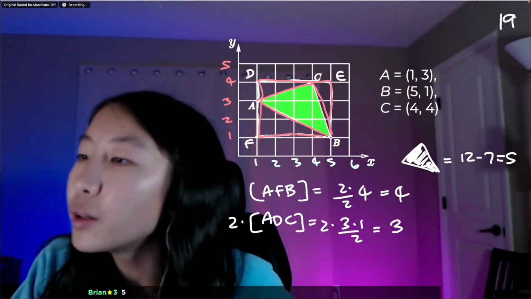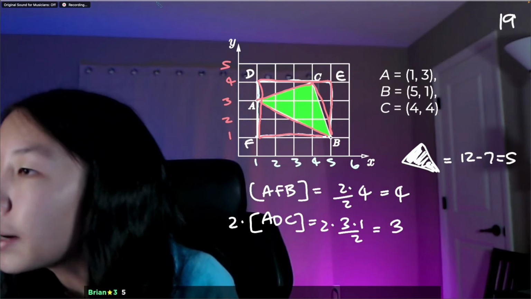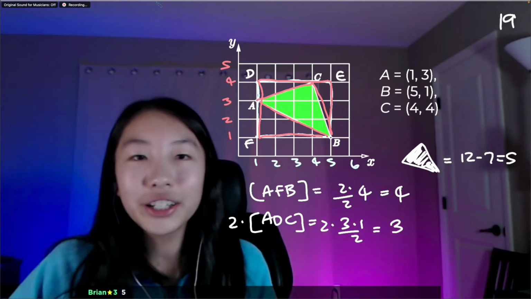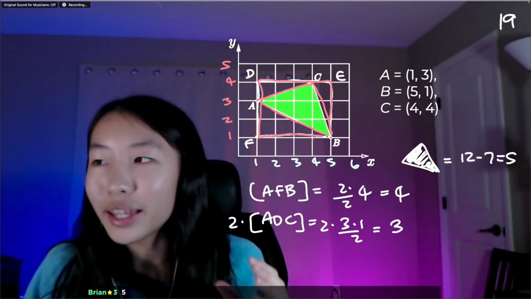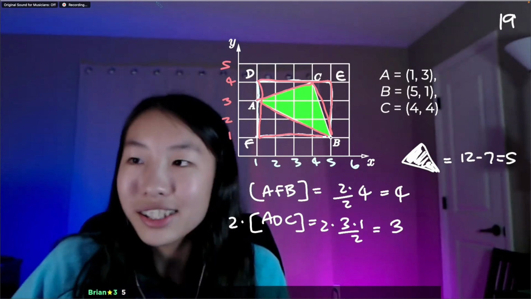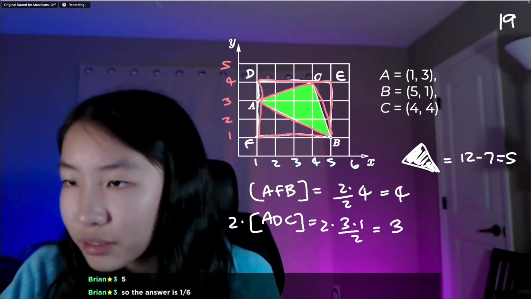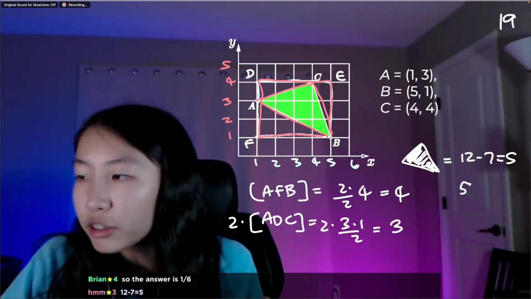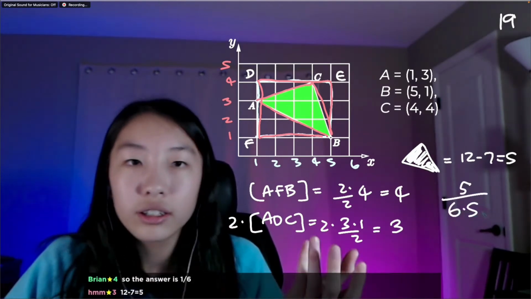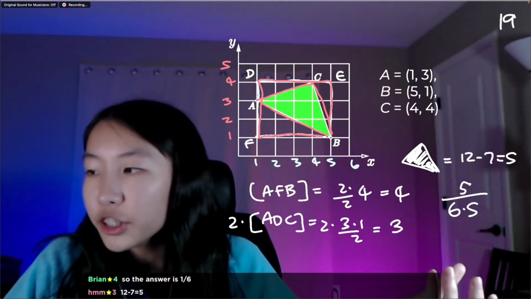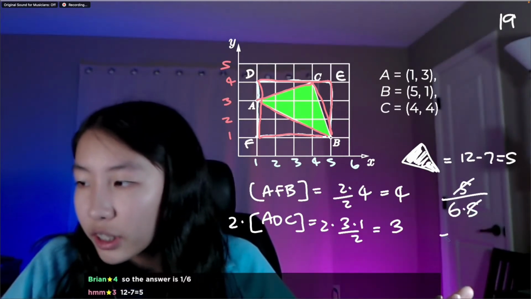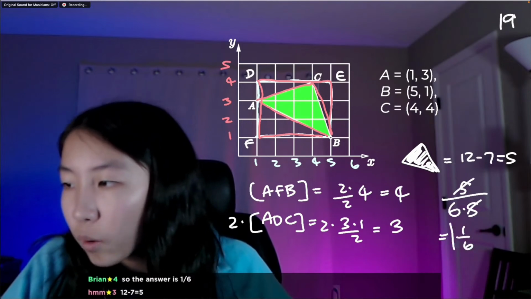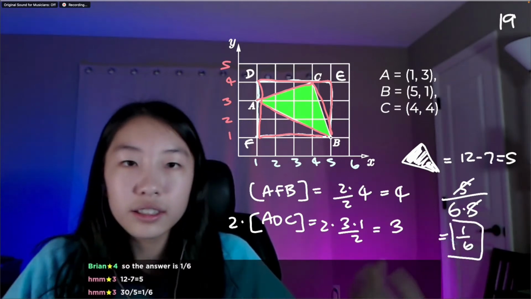But now, what is this problem asking for? We want the fraction of the grid covered by the triangle. Luckily, in the problem, it tells you that it's a 6 by 5 grid, so that saves you a lot of time. Exactly, Brian. So what we're doing now is we're taking this 5 and dividing it by the 6 times 5. I keep it as the 6 times 5 just so we can cancel out the 5s. And that is just going to give us 1/6.